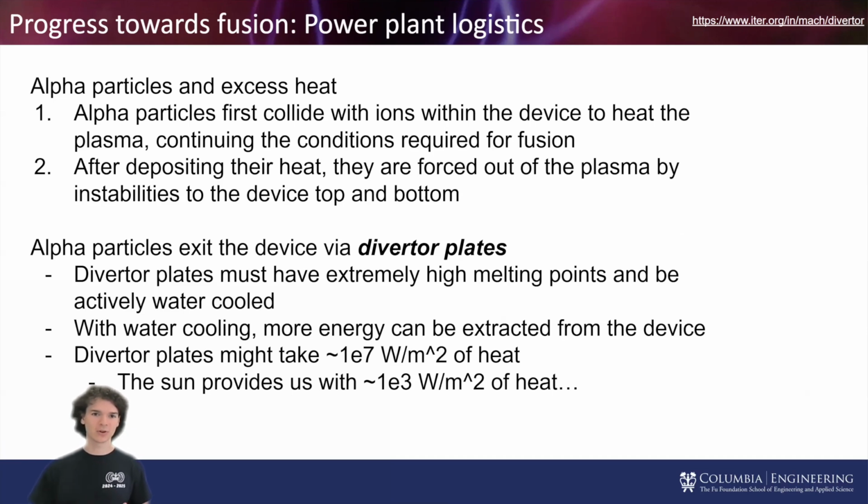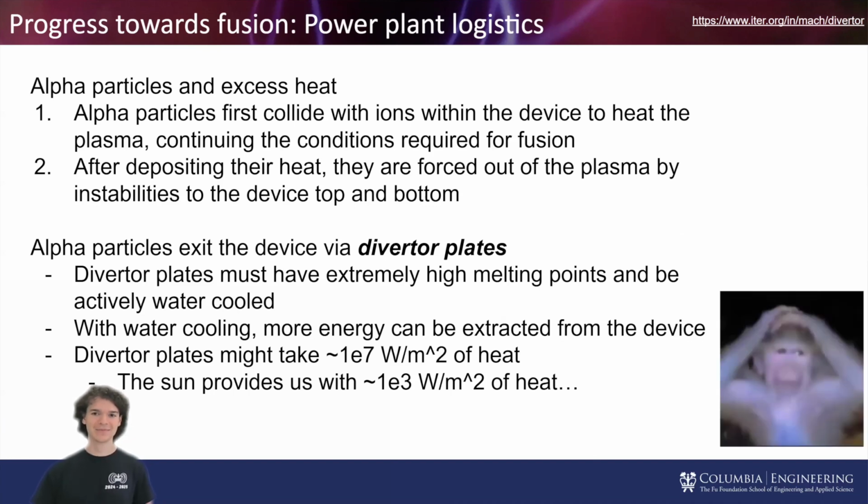So for example, the diverter plates might take about 1 × 10⁷ watts per meter squared of heat flux coming out. The sun provides about 1 × 10⁻³ watts per meter squared at the Earth of energy. So this is 4 times greater than the sun's intensity of heat that's coming out of a fusion device. So it's a lot, and making diverter plates that don't melt is a big task in the fusion field. It's a lot. Yeah.